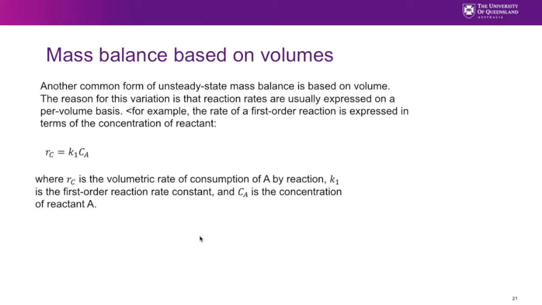But as we mentioned before, most of the time we deal with concentrations. So another common form of steady state mass balance is based on volume, which is like concentrations, right? The reason for this variation is that reaction rates are usually expressed on a per volume basis. For example, the rate of a first order reaction is expressed in terms of the concentration of reactant, where Rc is the volumetric rate of consumption of A by reaction, k1 is the first order reaction rate constant, and Ca is the concentration of reactant A.